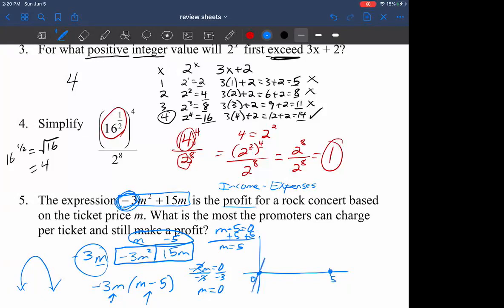And it opens down, so it's going to look something like this. So they're making a profit everywhere up here, and they're not making a profit everywhere below. So if they pick $5, that's the biggest price they can charge, but then their profit equals 0. If we want to actually make a profit and have some money, then we need to go just a little bit less than 5. In terms of money, that would mean they should charge $4.99, because that's as close as you can get to $5 without being $5. Because that's in between the zeros at 0 and 5, that means that's the most we can charge and still make a profit.